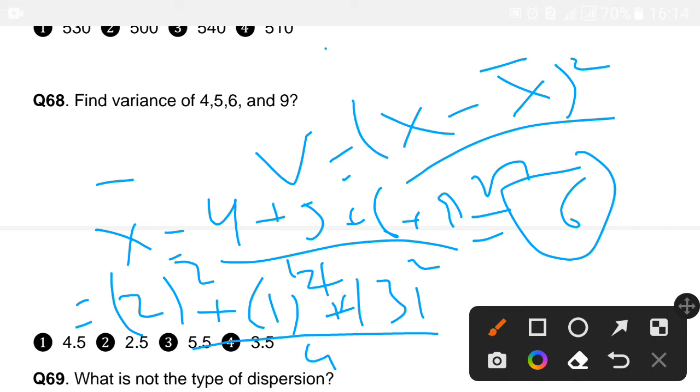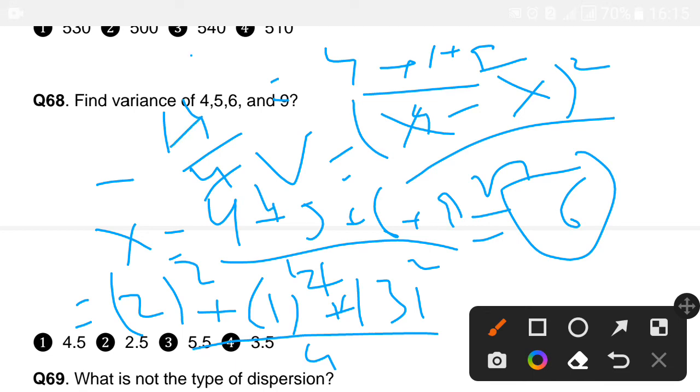So 2 square means 4, 1 square means 1, 3 square means 9, by 4. So 4 plus 1 is 5, 5 plus 9 is 14, over 4. So 14 over 4 is actually 7 over 2, and 7 by 2 gives us 3.5. So option number 4 is the right answer.